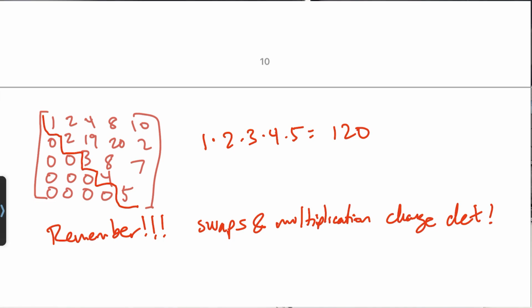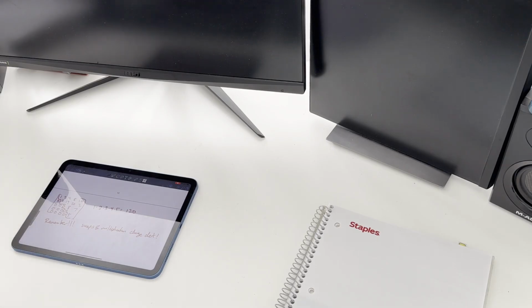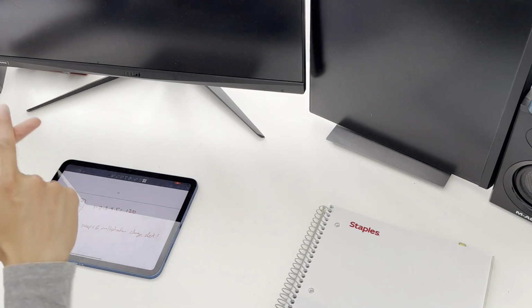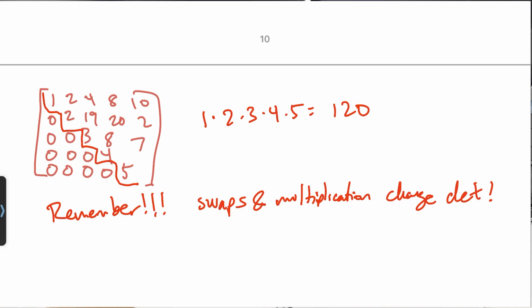Now remember, when you're doing row operations to get this, swapping rows and multiplication changes the determinant. When you swap a row, you have to make sure to add a negative to your determinant. So let's say I swapped 2 rows. Well, then I added a negative and then put another negative, so that just becomes positive. And with multiplication, you have to multiply the determinant with what you multiplied the row. So let's say I multiplied this row by 4. Well, then you're going to have to multiply the determinant by 4 as well.